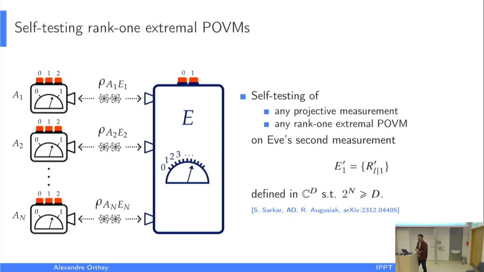Well, how many Alices do you need? You need a number n of Alices such that 2 to the n is greater than or equal to the dimension of the POVM. So if the dimension is 2, you need only 1 Alice. If the dimension is 3, if you are working with qutrits, then you need 2 Alices, because 2 to the 2 is 4, and 4 is bigger than 3. OK? So how do we do that?